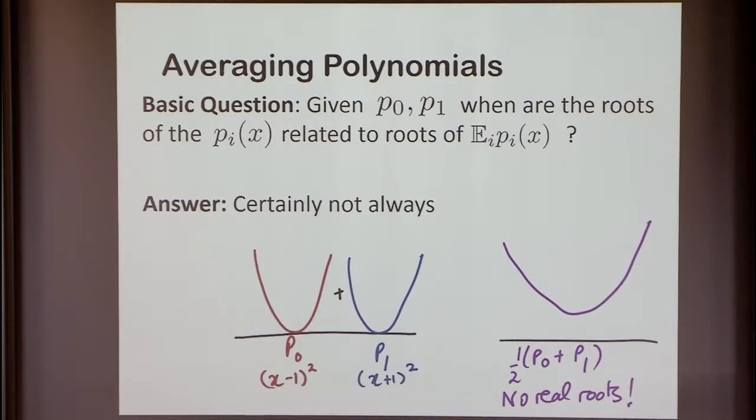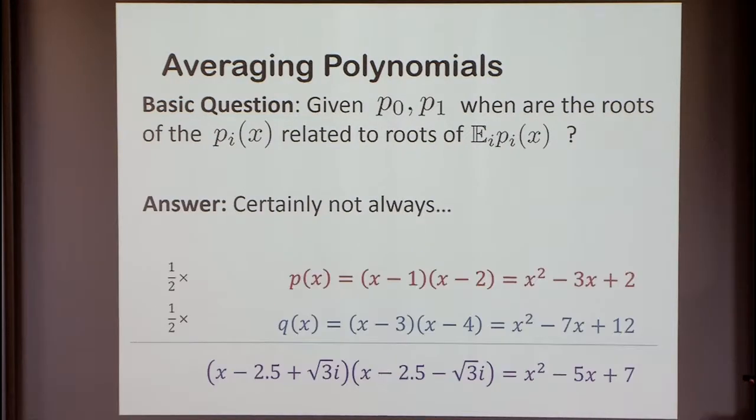So in general, things can go quite wrong. Here's a canonical bad example. The polynomials are x minus 1 squared and x plus 1 squared. So they're quadratics. They have real roots, clearly. And clearly, when you add them, you get a sum of squares, so you get something that's just positive. It doesn't even have real roots. So adding real-rooted polynomials does not preserve real roots, let alone the locations of the roots. And this is not some degenerate situation with multiplicities. This is typically what happens.